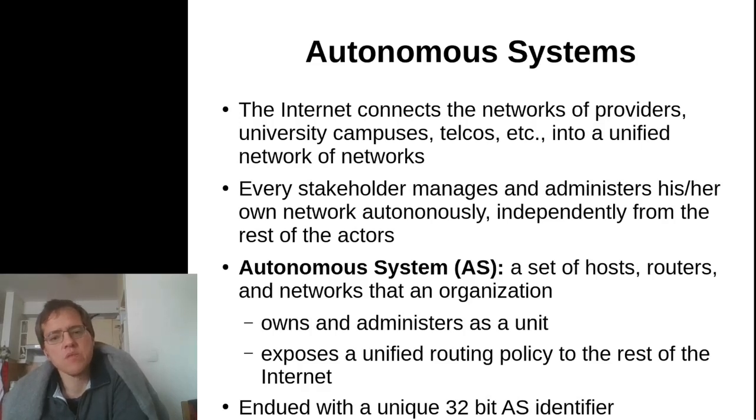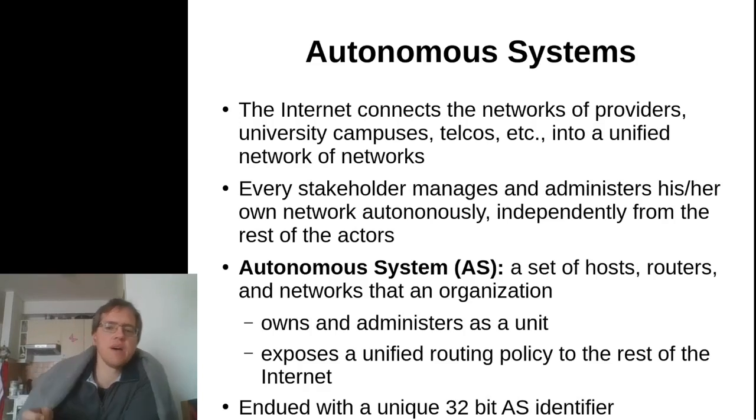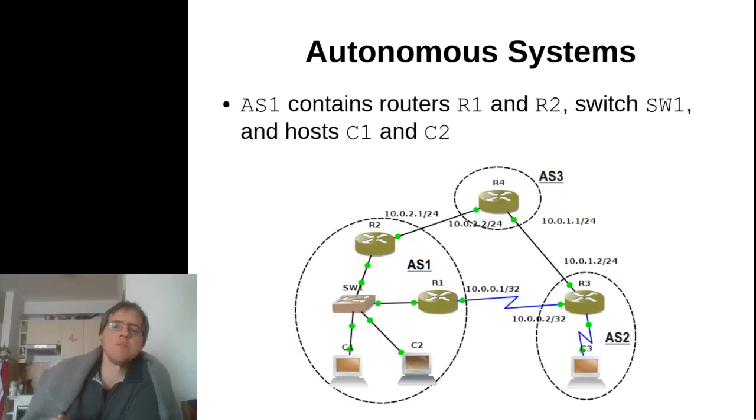The second part of the definition, what does it mean that an autonomous system exposes a unified policy to the rest of the internet? This is something which we are going to describe in more detail in a couple of slides later. What's very important to know about autonomous systems is that each one is actually identified by a single, unique, centrally administered autonomous system identifier.